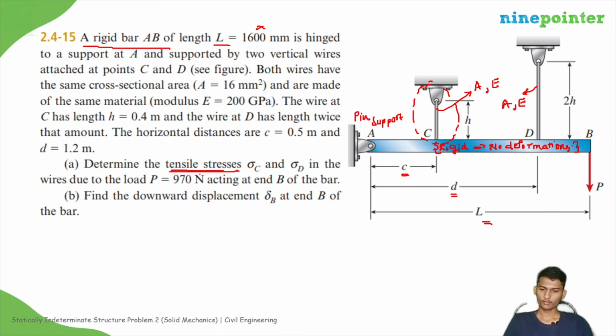Because you are applying load P like this, and it is in equilibrium, you are trying to elongate the members connected at points C and D. You are trying to move this rigid bar down, but because there are members at C and D, they will resist. Because of that, there will be some elongation, since the movement is downwards. Elongation means tensile stress. That is how we can identify whether it is a tensile or compressive stress. Next, find the downward displacement.